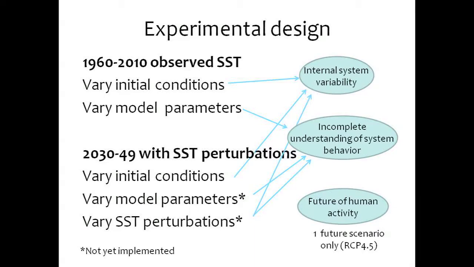Part of the rationale is that out until the middle of the 20th century, the scenarios don't vary too much between them. So the results, if you go out to 2100, start to diverge. But if you're out 30 or 40 years into the future, the differences aren't so great. But if we have time, we'd like to implement other RCPs.